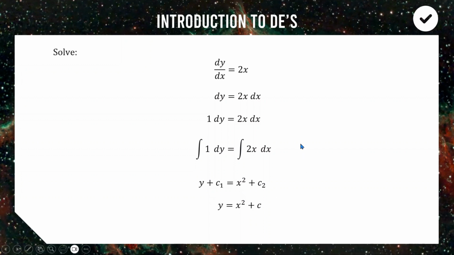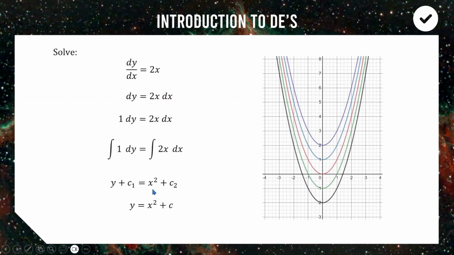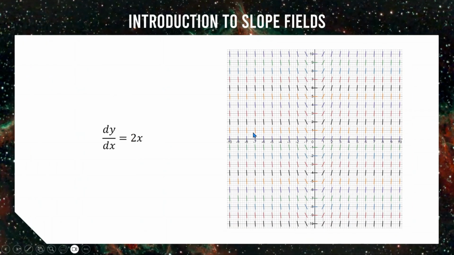So what this gives us is a variety of solution curves. Depending on what our constant is, it's going to shift our x squared value up or down. So all of these different colored curves are valid solutions to this differential equation. A way we like to display all this family of curves, all these different possibilities for our solution, is with this thing called a slope field.